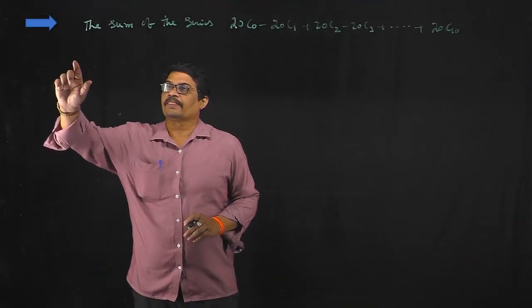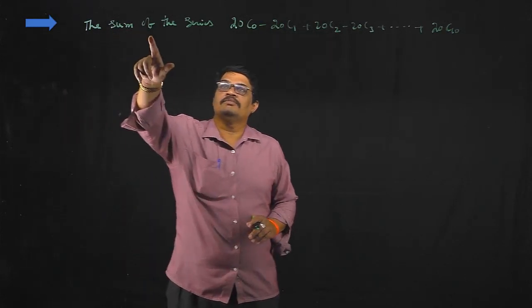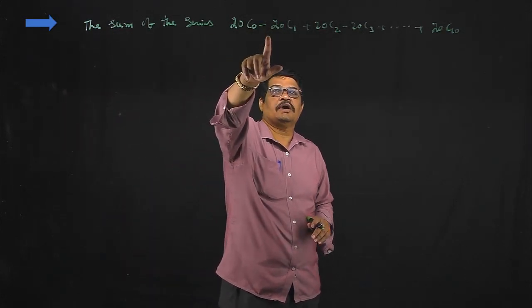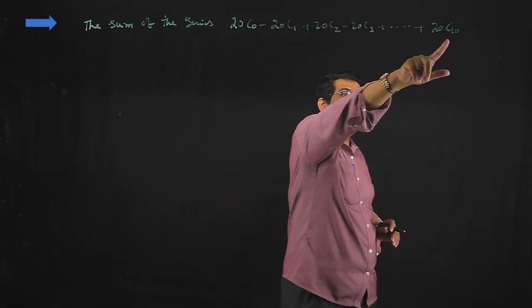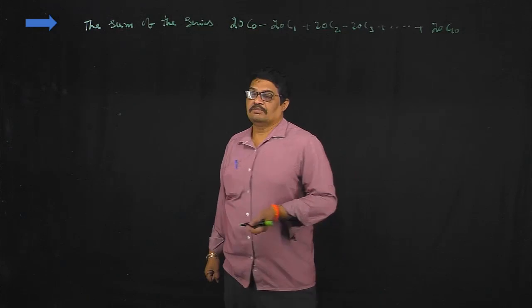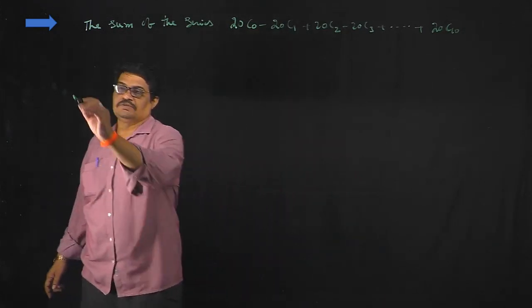See the problem. Find the sum of the series 20C0 minus 20C1 plus 20C2 minus 20C3 and so on up to 20C10. Now we have to find the sum of the series. See the solution.